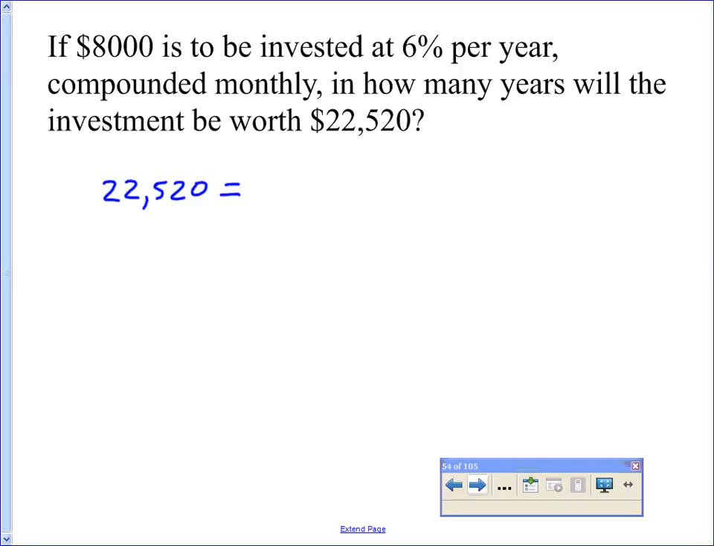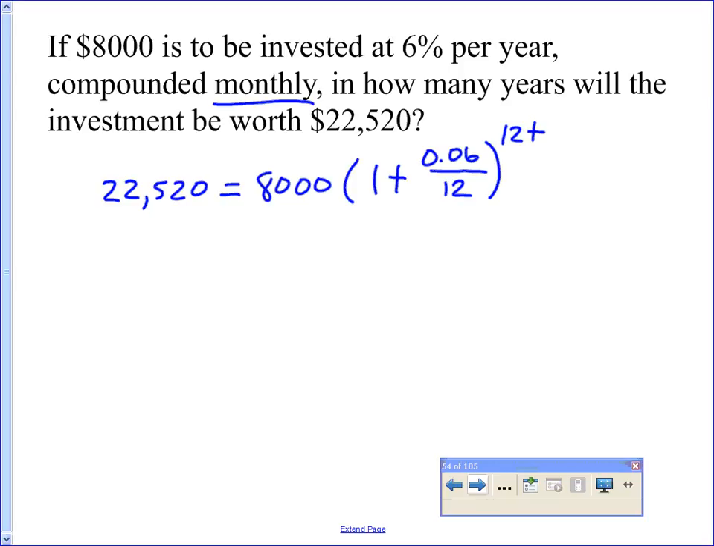So what we want to end up with is the $22,520. We started out with the $8,000. This is going to be compound interest, so it's 1 plus our rate, which is 0.06, over the number of times compounded per year, which is 12 in this case, because it's compounded monthly, and raised to the number of times compounded times the amount of time. T is what we're trying to find here. Okay, so we just need to begin simplifying this.